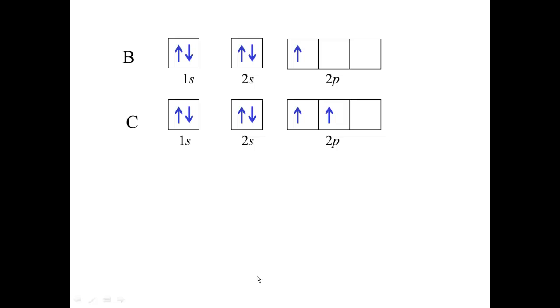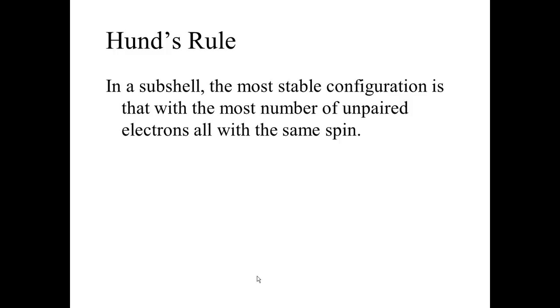Not only that, but they will have the same spin. It's like having a house with kids, and if possible, you give them their own room. Okay? So that's an application. Carbon is the first place we get to have an application of Hund's rule. So optimize the number of unpaired electrons, but don't go on to the next subshell. You've got to fill that subshell.